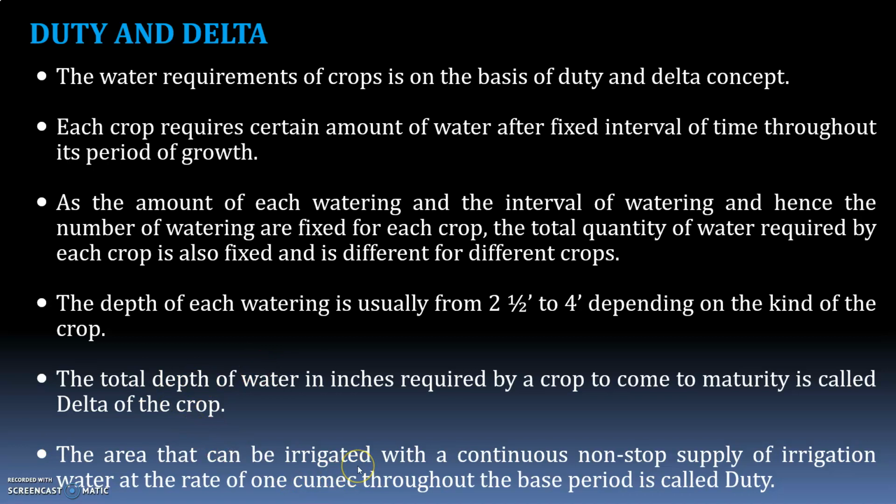The area that can be irrigated with a continuous non-stop supply of irrigation water at the rate of 1 cumec throughout the base period is called duty. Duty is the area that can be irrigated with a continuous non-stop supply of irrigation water at the rate of 1 cumec throughout the base period. That is called duty. So duty and delta are very important terms in water requirements of the crops, and based on this you have to solve the numericals. We'll discuss in detail in the next class. Thank you.